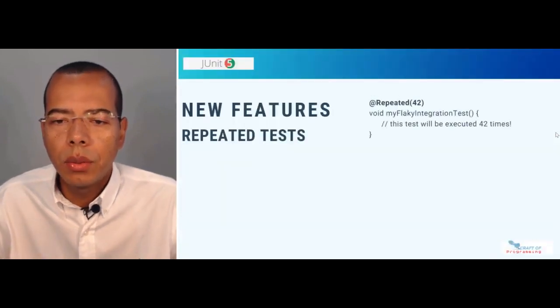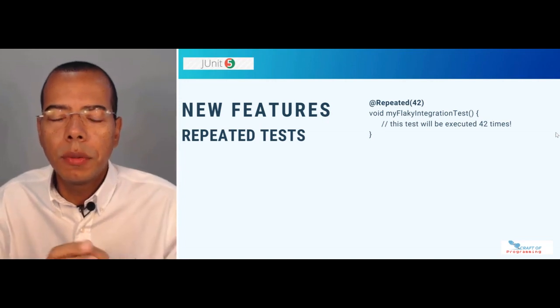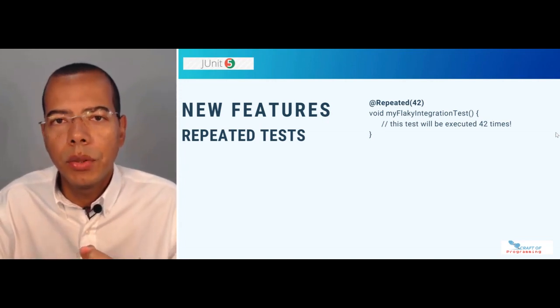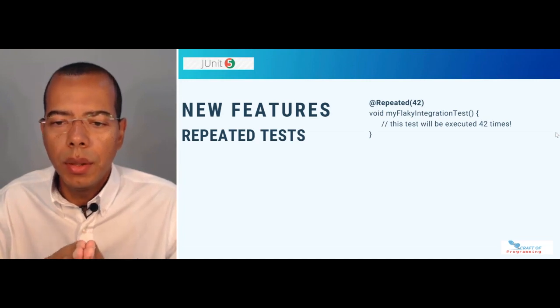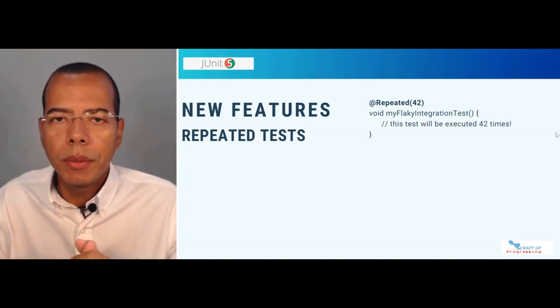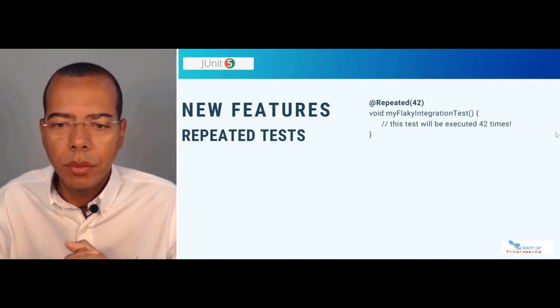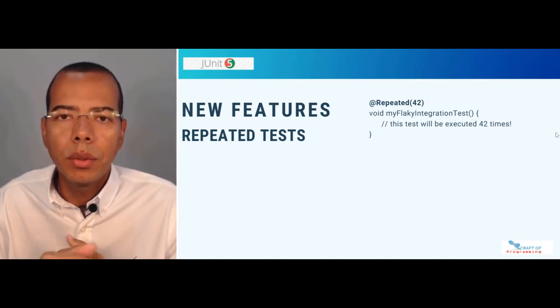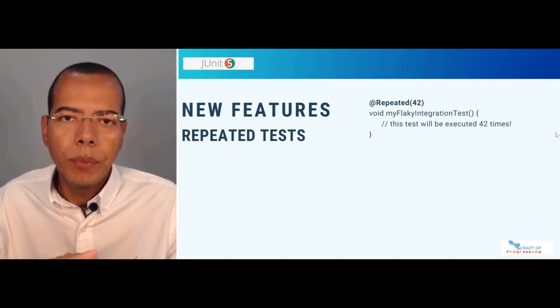Another one is repeated test. So the @RepeatedTest annotation, and then you pass an integer, which represents the number of times that you're going to run this test. This is useful, for example, if you are testing some integration test which may be flaky, and you want to run it n times, in this case 42, to perhaps trigger some kind of problem that only happens after a certain number of runs. This is just one use case; there are many other use cases for the repeated test, but this is one very useful scenario.